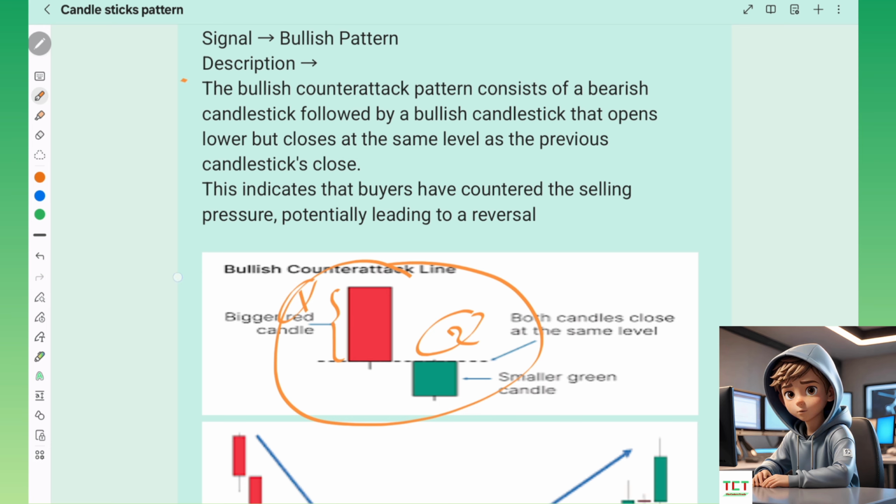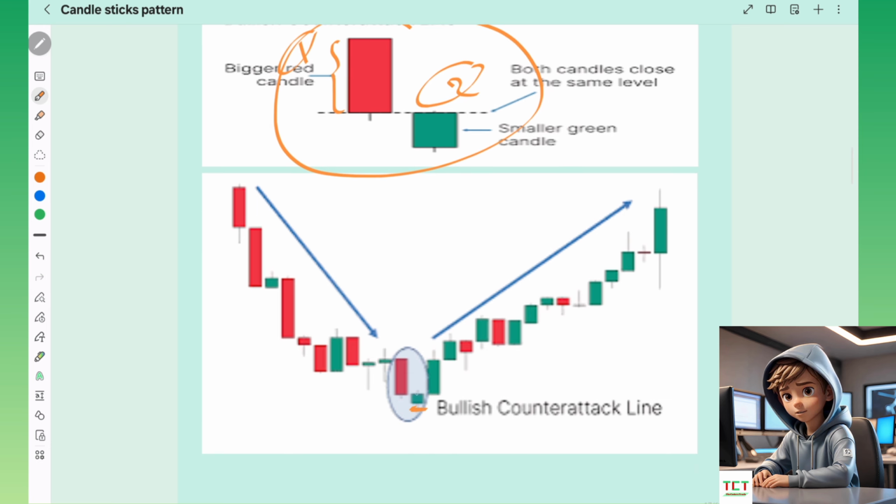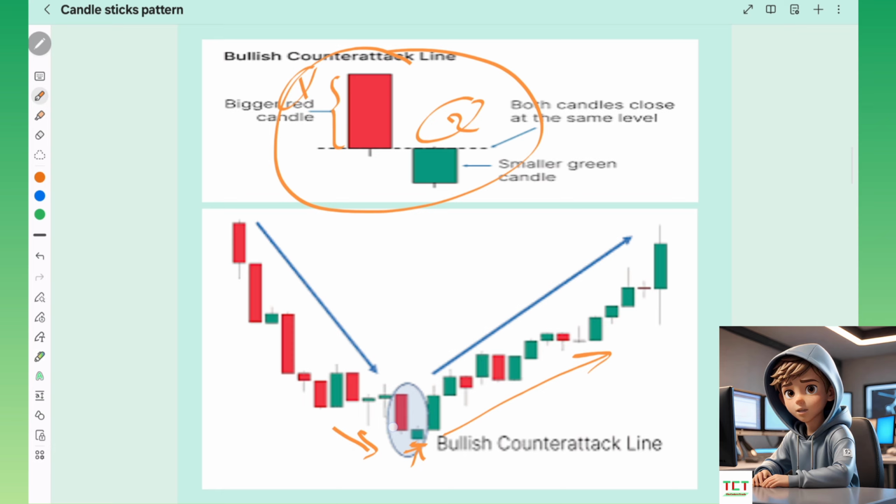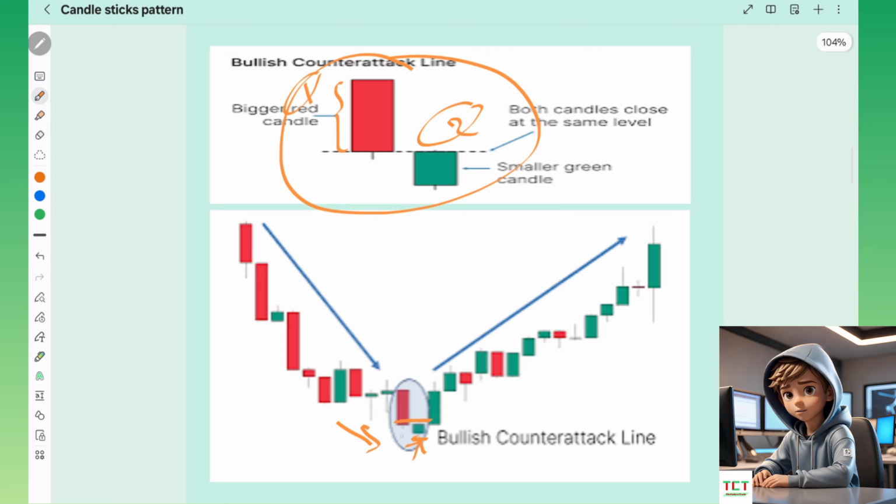Then the next day opens even lower, creating a gap down. At this point, most traders think the downtrend will continue and the price will fall even more. But here comes the surprise. Instead of continuing down, the price reverses during the session. And by the end of the day, it closes at the exact same level as the previous candlestick's close. The bullish counterattack pattern consists of a bearish candlestick followed by a bullish candlestick that opens lower but closes at the same level as the previous candlestick's close.